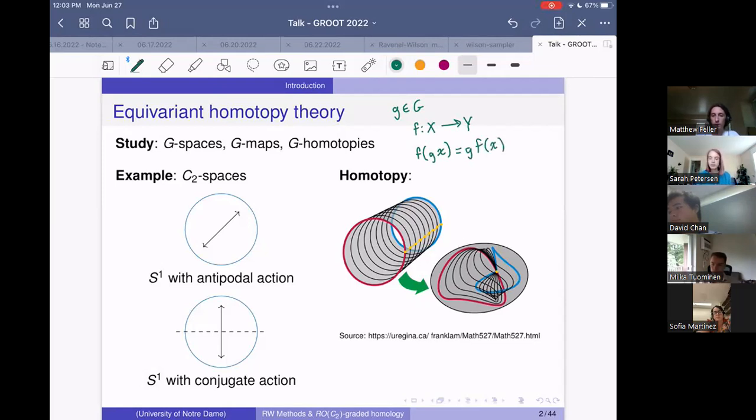And well, this is a topology seminar, so we're probably all familiar with the notion of homotopy as a continuous deformation and what that is. Here, our homotopies will also have a G action where the action on the interval is trivial, but otherwise they're equivariant.